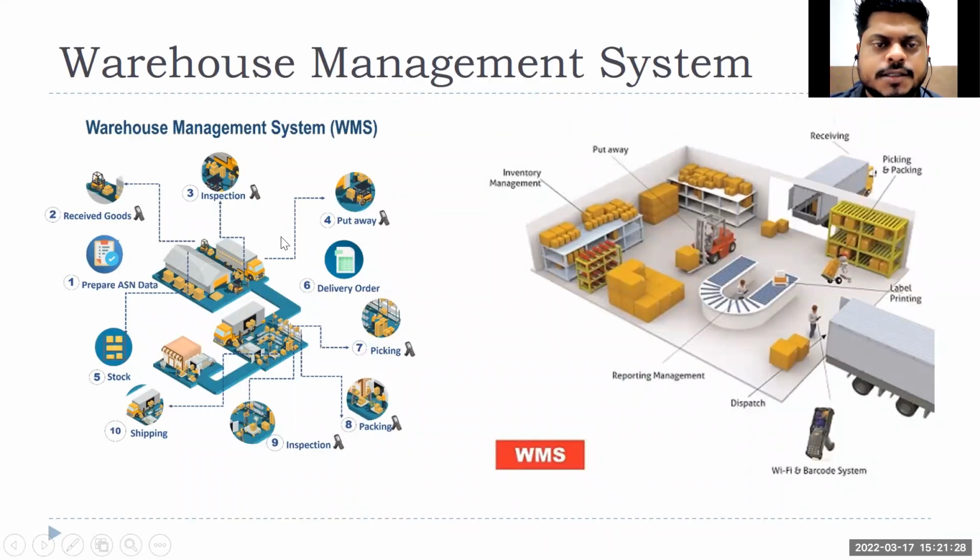So again, we have discussed some of the activities of a warehouse management system. Like I said, there are a lot of software vendors, starting with SAP, Oracle, and Ariba, that do supply chain management. A lot of software maintains this warehouse management system. The steps are: preparing data, receiving goods, inspection, put away, delivery order, picking from whichever racks you are keeping the items in, packing, then inspection, then shipping.